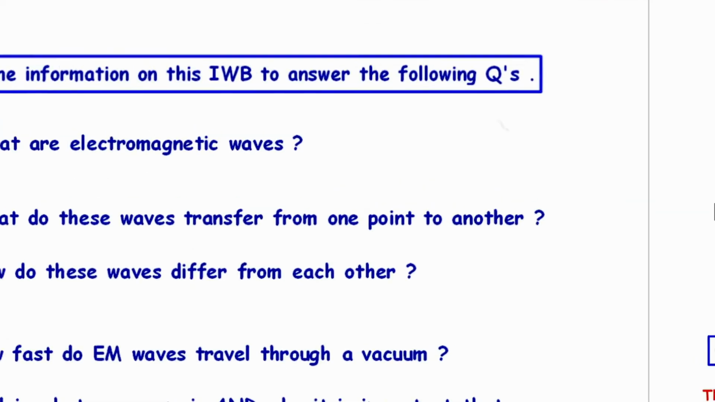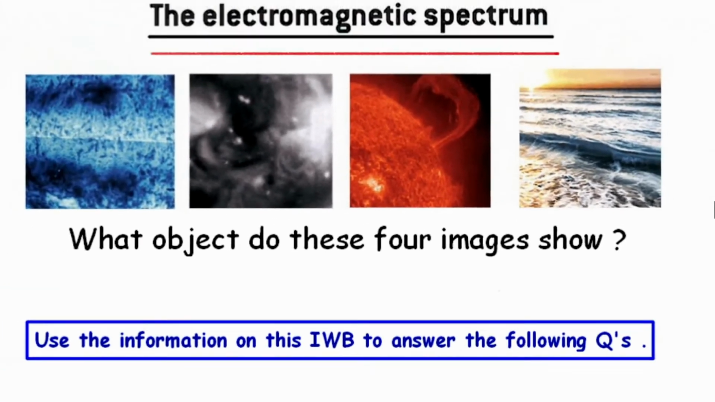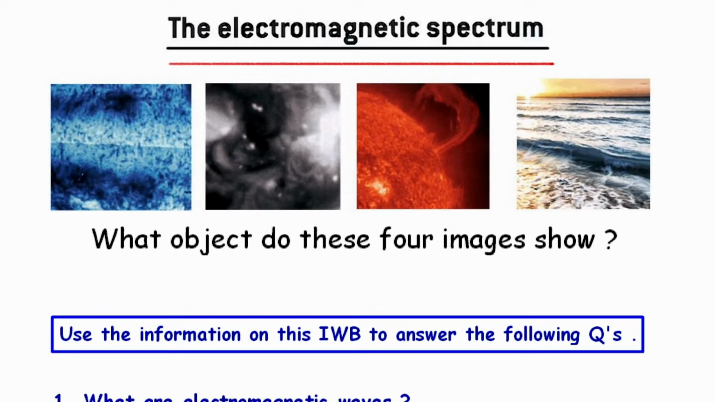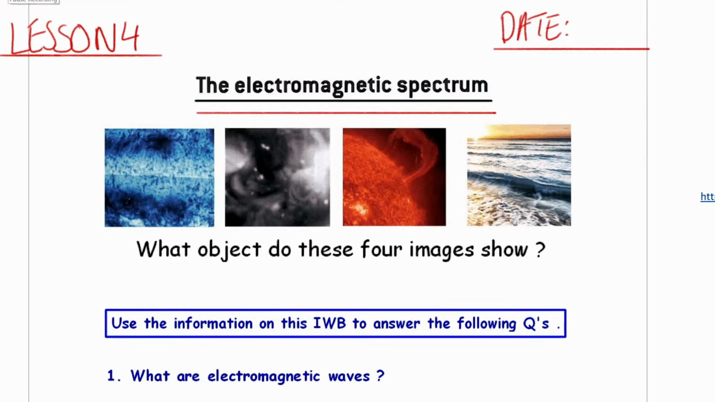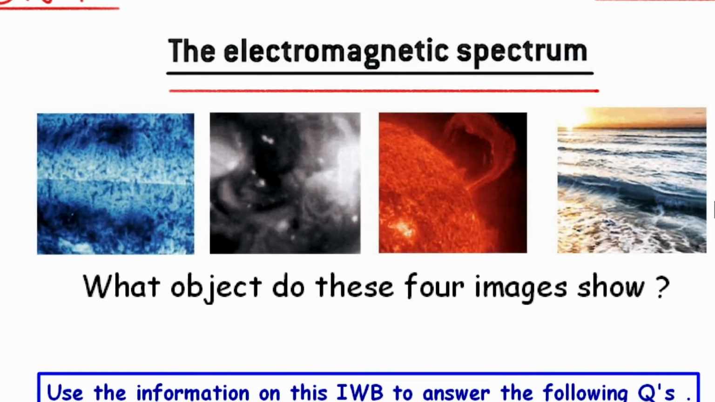First of all, quick question. What object do these 4 images show? Well, they all show the sun through different parts of the electromagnetic spectrum. So we have ultraviolet, we just use UV for short, infrared, X-rays, and visible light.